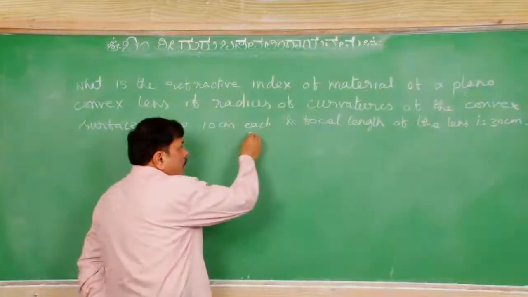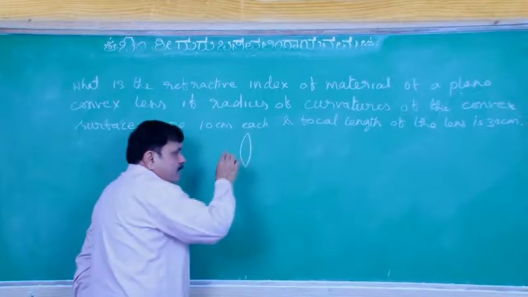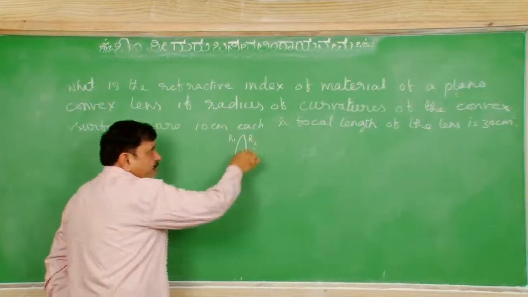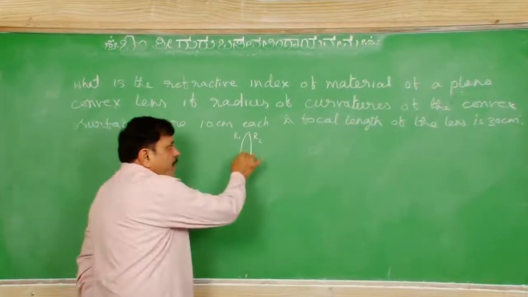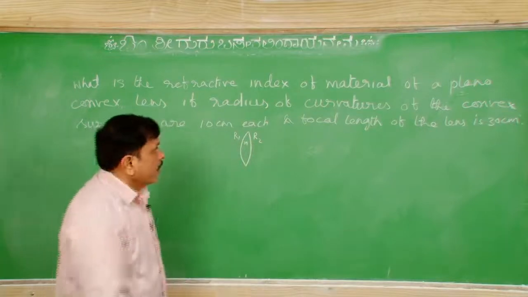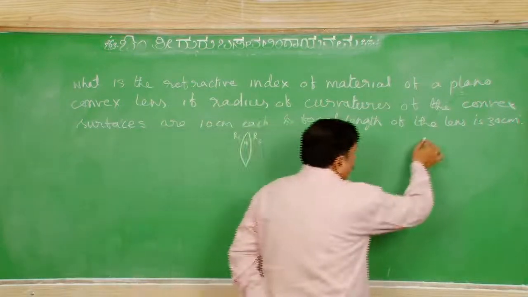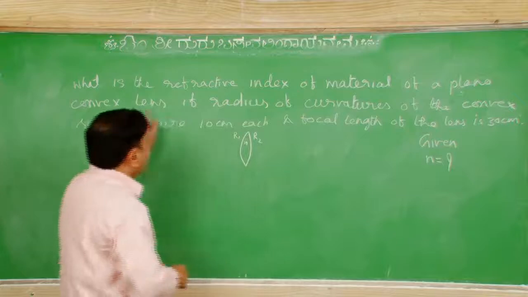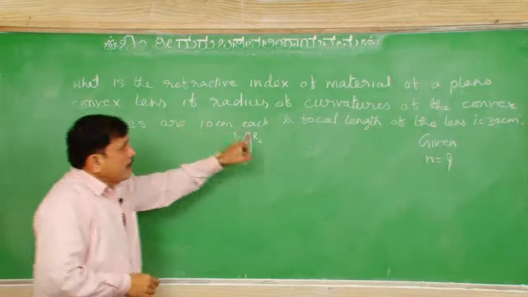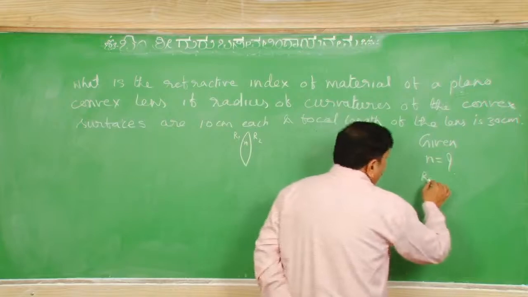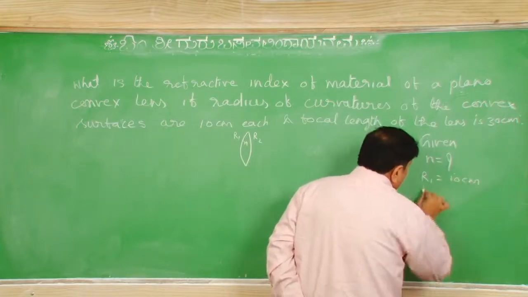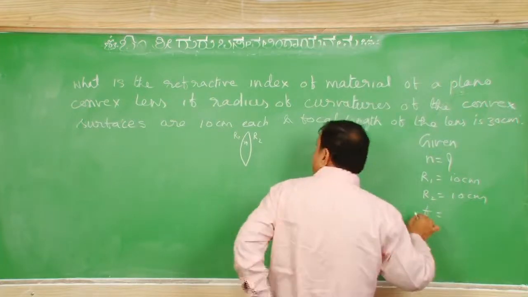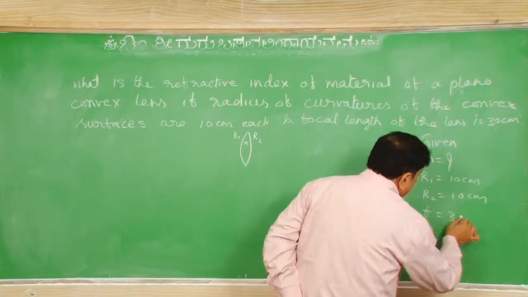Now, what is given? We have got a convex lens with us. Its radius of curvature says R1, radius of curvature of this face says R2. Refractive index of the material says n. Then, we are asked to determine the value of n, the refractive index of the lens. Both radii of curvature are given to be equal to 10 centimeter, and focal length is given as 30 centimeter.